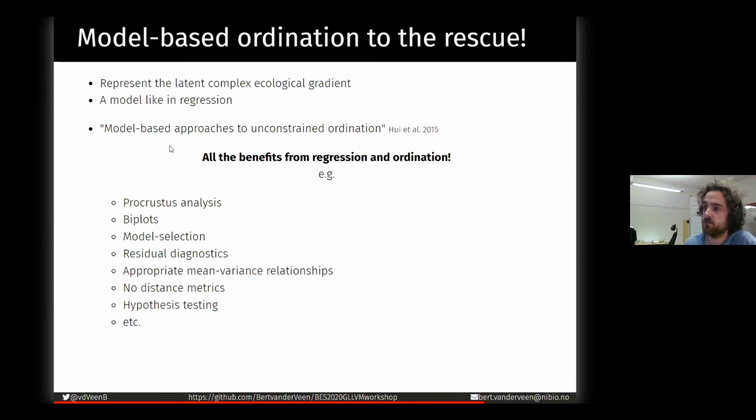And if you want to have a better or different introduction to this, or want to read about it, I can recommend this publication, Model-Based Approaches to Unconstrained Ordination from Francis Hui. And this means that we get all the benefits from regression, but also from ordination. So we can do Procrustes analysis to compare ordinations, we can do biplots, we can still do model selection, residual diagnostics, still account for the properties of our data. We don't have to resort to using distance metrics, we can do hypothesis testing, and all other cool stuff.